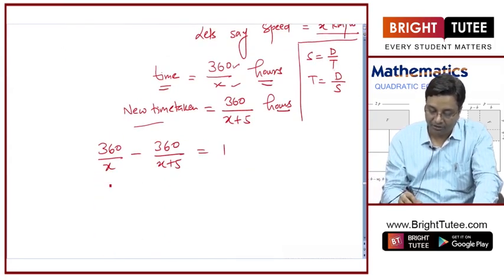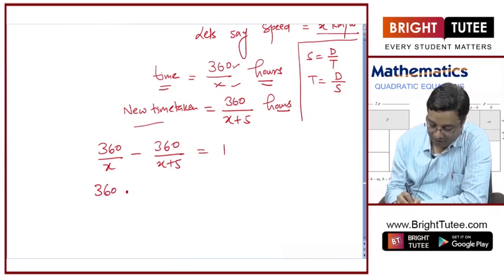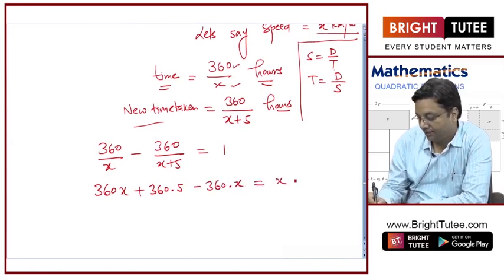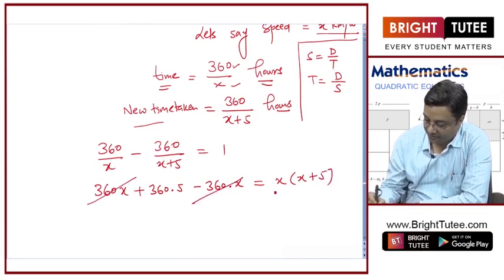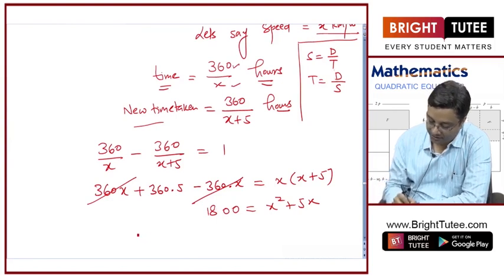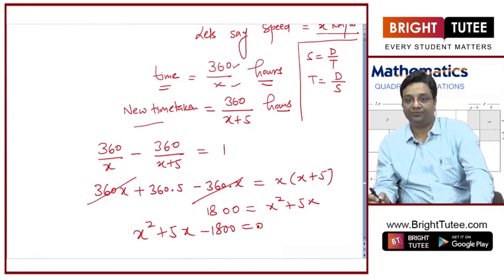Okay, so now you simply have to make it a quadratic and then solve. So let's make it a quadratic. If I cross multiply, it will be 360x plus 360 into 5 minus 360 into x equals x into (x plus 5). Okay, so this 360x gets cancelled and the right hand side is x square plus 5x. So it will become x square plus 5x minus 1800 equal to 0, right?